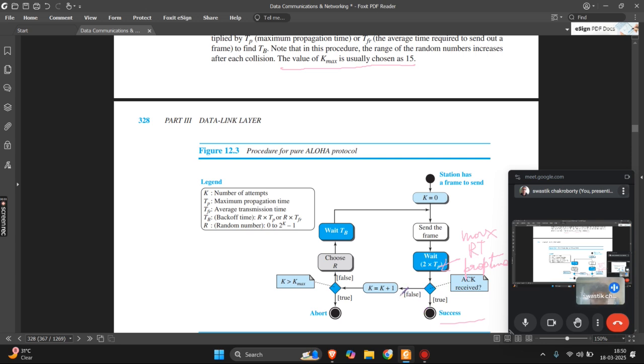But if not, then you will have to reattempt. But before reattempting, you increase the counter for reattempts. K will go from 0 to 1. Now at 1, is K greater than Kmax? Kmax is the maximum number of attempted retransmissions. If K is not greater than that, which at K equal to 1 it usually is not, you can go ahead and choose R. R will depend on K. If you choose binary exponential backoff, R will be 2 to the power K minus 1, and TB will be equal to R into 2TP.